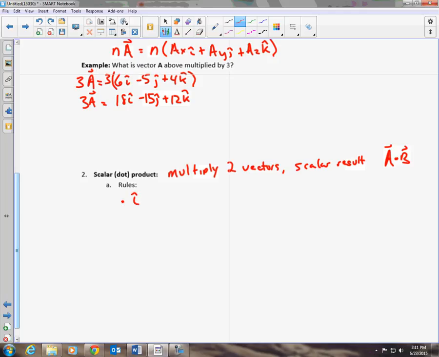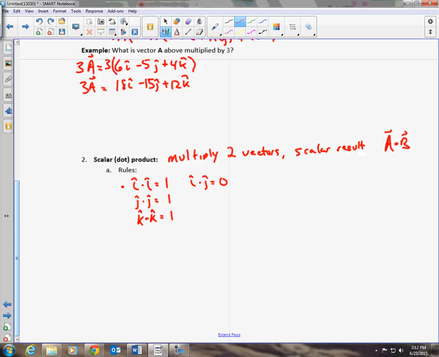If I multiply i times i, I'm going to get 1. It's a scalar, it's not a vector anymore. It just has an amount of 1. And if I do j dot j, I get 1. k dot k, I get 1. Whenever I multiply them by one of the other unit vectors, i dot j, that's going to be 0. And the same thing for i dot k, k dot j. You always get 0 for those. What that's going to mean is this.